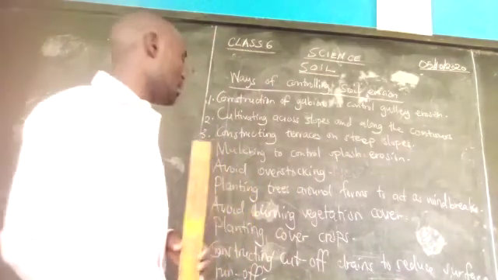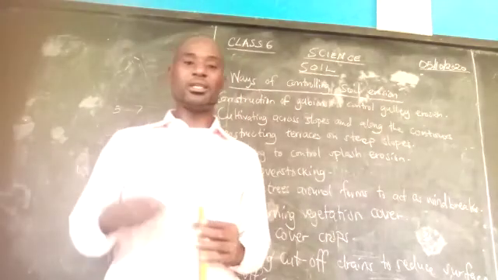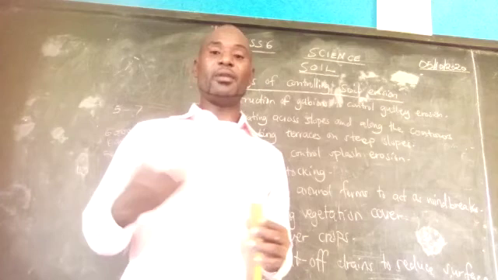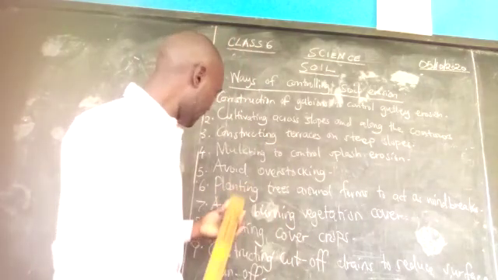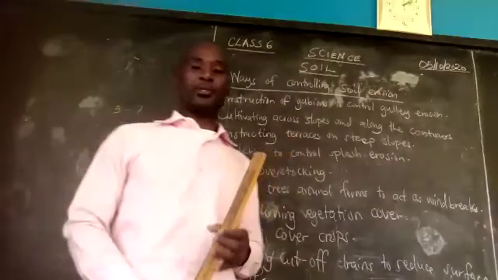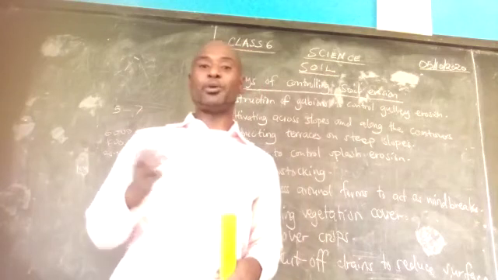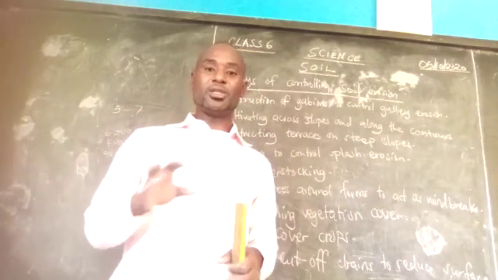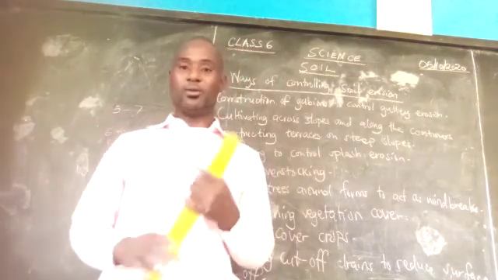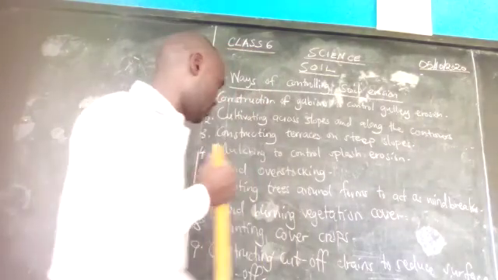Then we have avoiding burning of vegetation. Remember, when you burn vegetation, it leaves your land bare. And when the land is bare, it is exposed to agents of erosion. Then planting cover crops. Examples of cover crops are sweet potato vines and pumpkins. These crops that grow along the ground, those are what we are calling cover crops. Those will also prevent splash erosion.